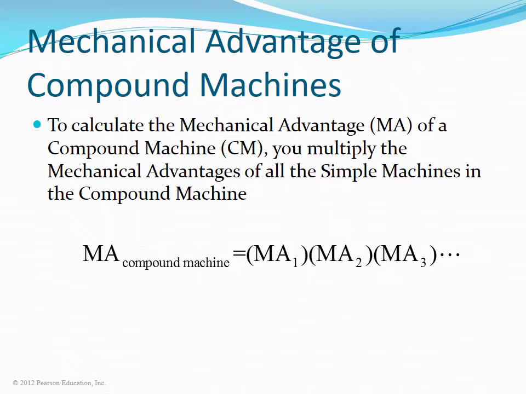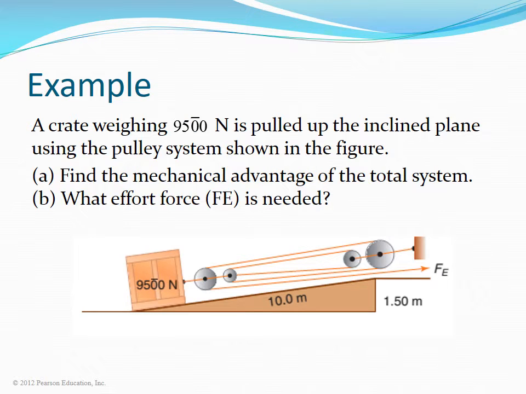To calculate the mechanical advantage of a compound machine, you multiply the mechanical advantage of all the simple machines in the compound machine. A crate weighing 9,500 newtons is pulled up the inclined plane using the pulley system shown in the figure. Find the mechanical advantage of the total system. What effort force is needed?